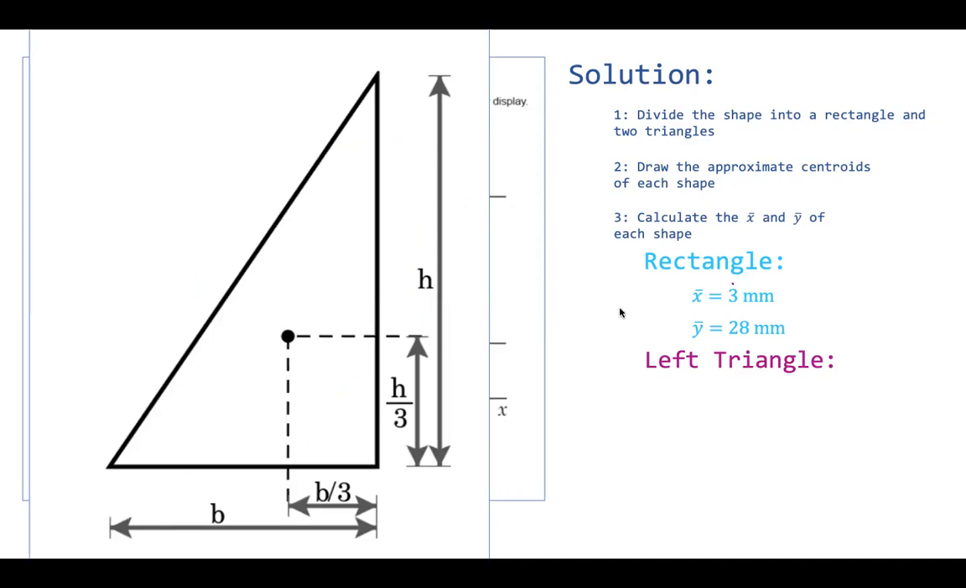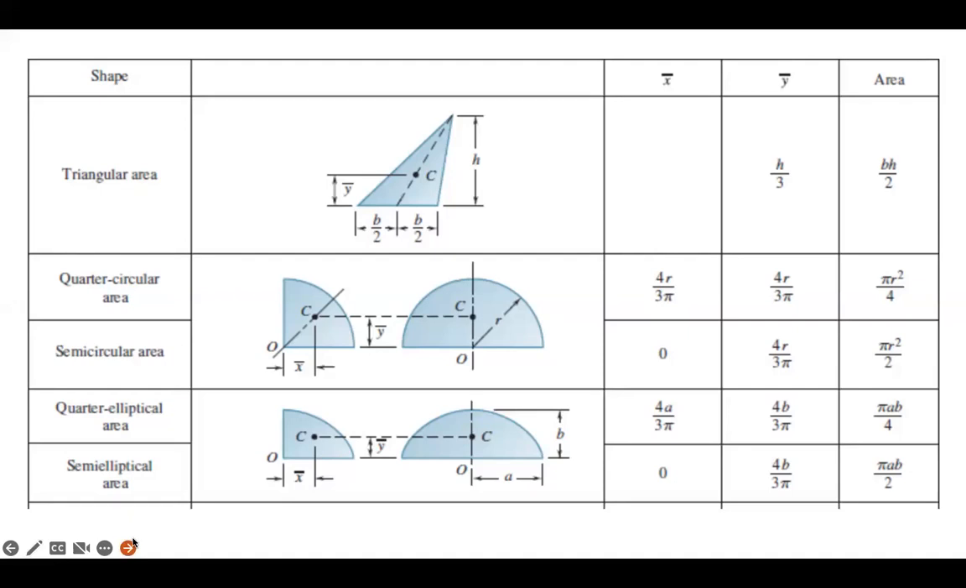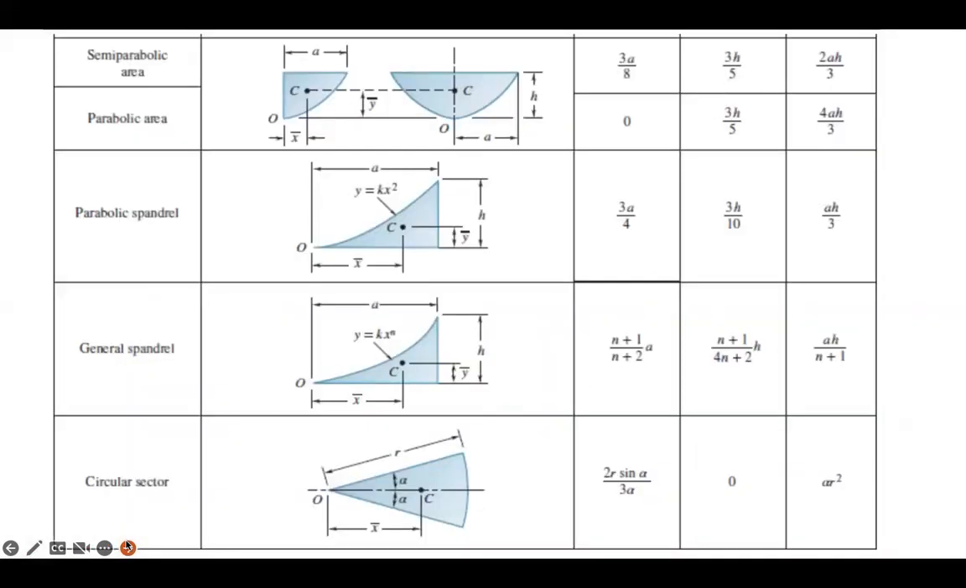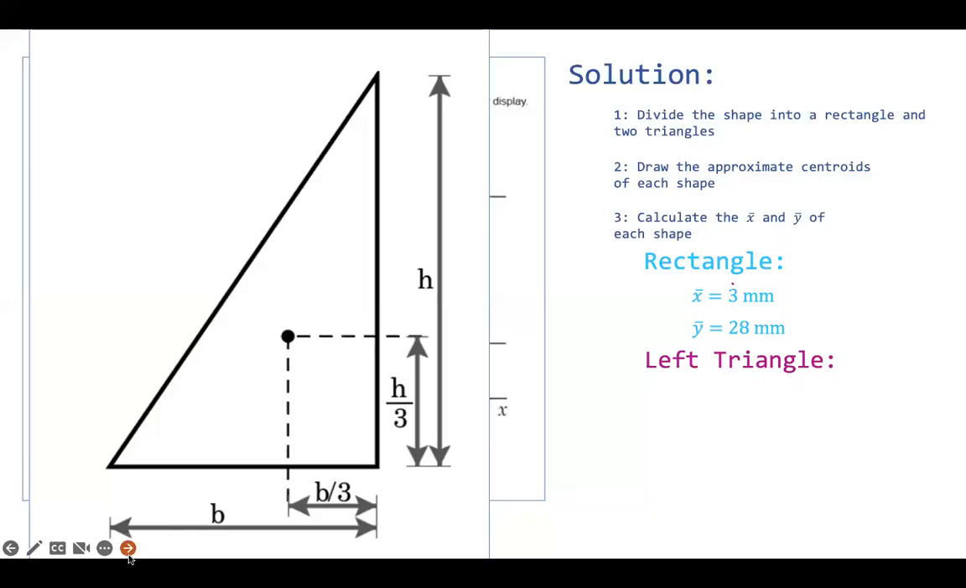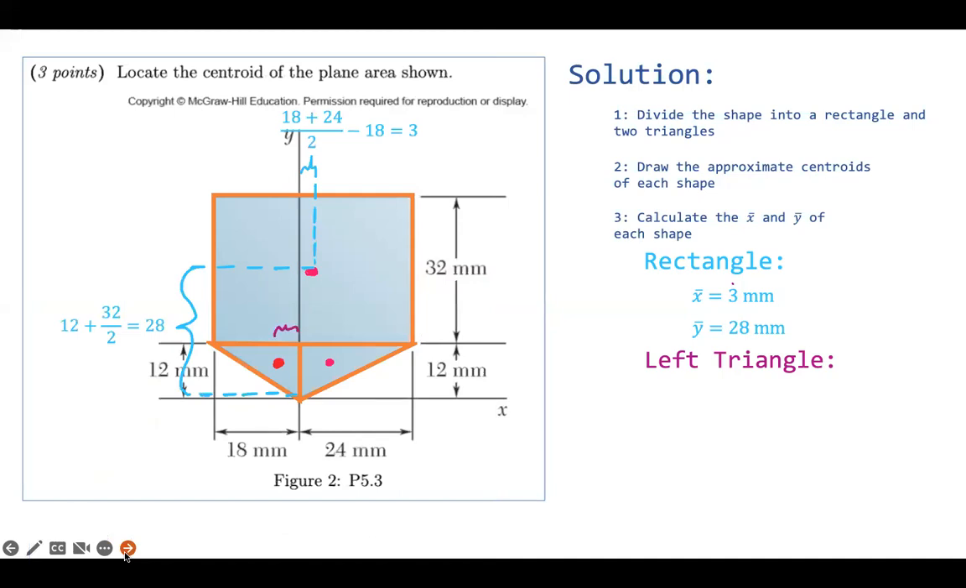For the left triangle, we can use this triangle diagram to help us out a little bit that we got from this diagram over here. Remember our special shapes and the given centroids they give us. So knowing that, for the left triangle, the distance from the origin is negative 6 millimeters, that is negative 18 over 3. And then for the y coordinate, it is 12 minus 12 over 3, which is equal to 8 millimeters.